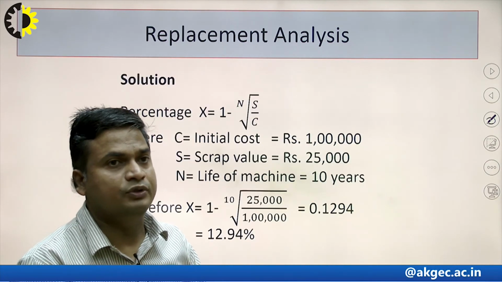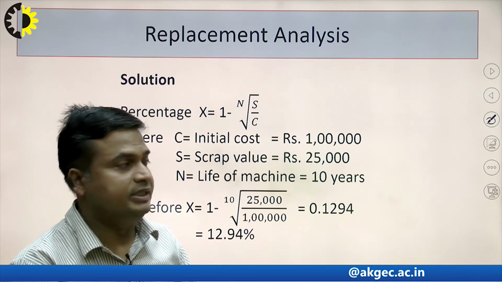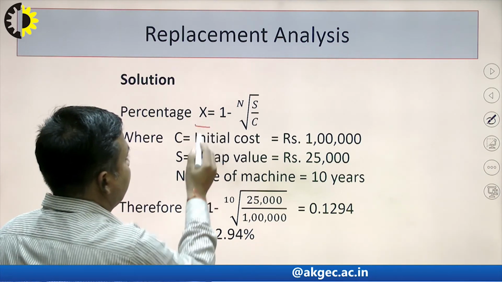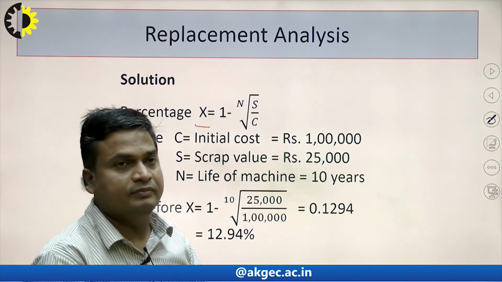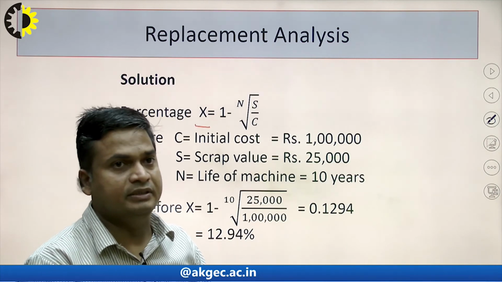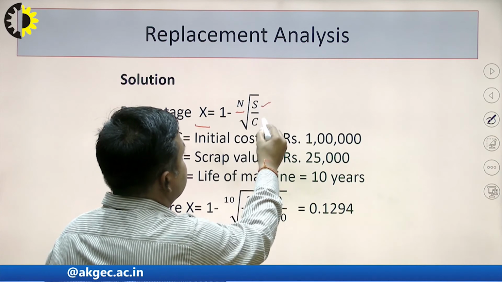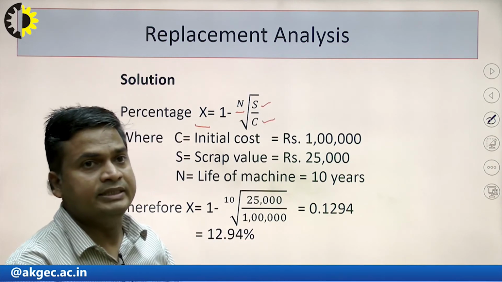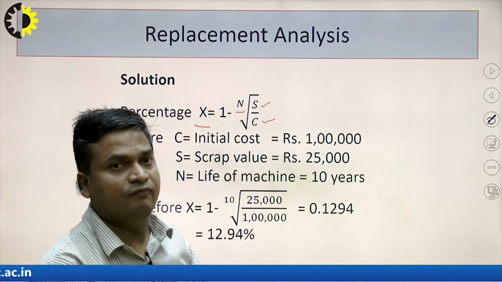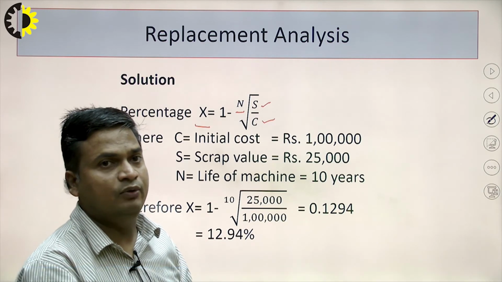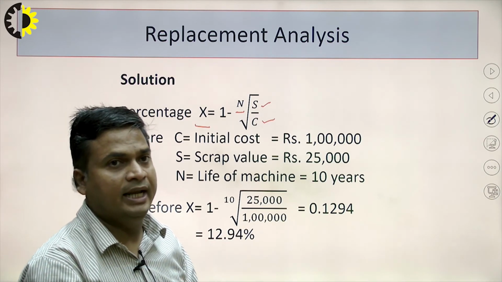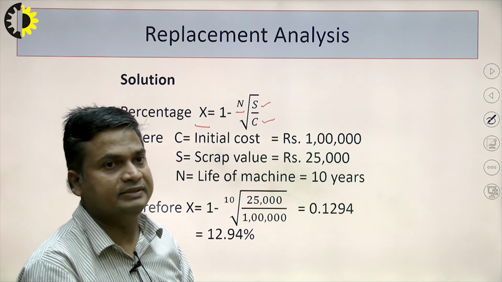Now, solution: first we have to find the percentage x, the percentage that decreases the value of the machine. So, x equals 1 minus the nth root of S over C. C is the initial cost, which is 1 lakh, S is the scrap value, which is rupees 25,000, and n is the life of the machine, which is 10 years.